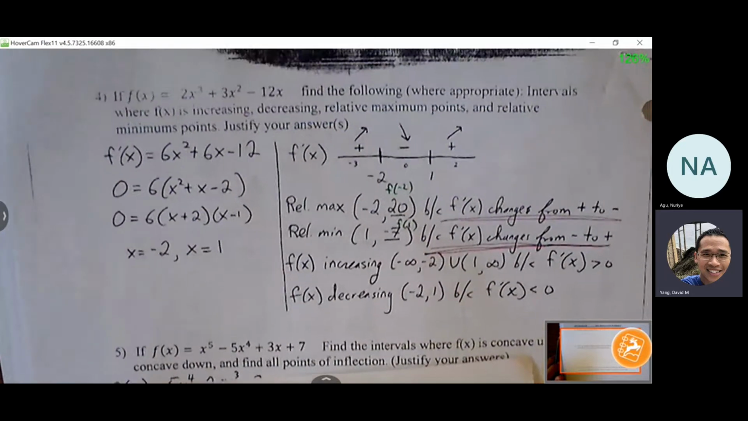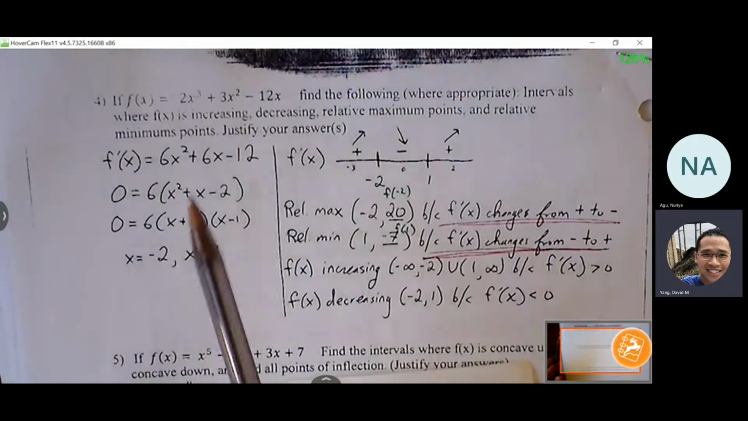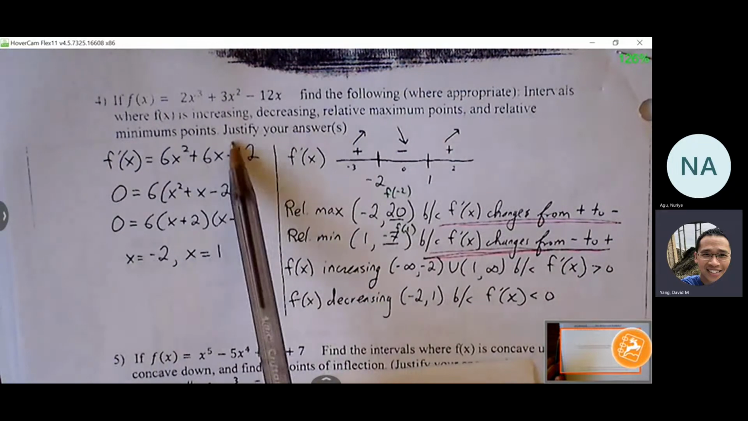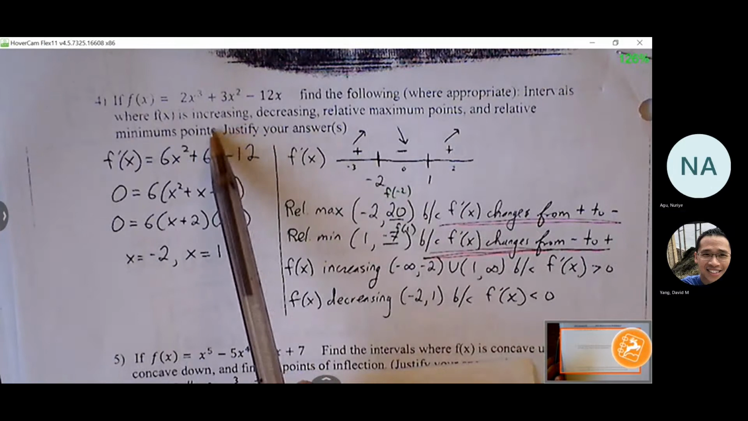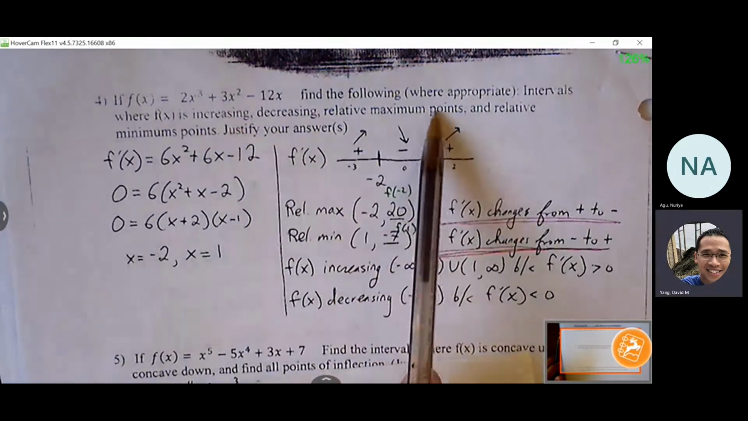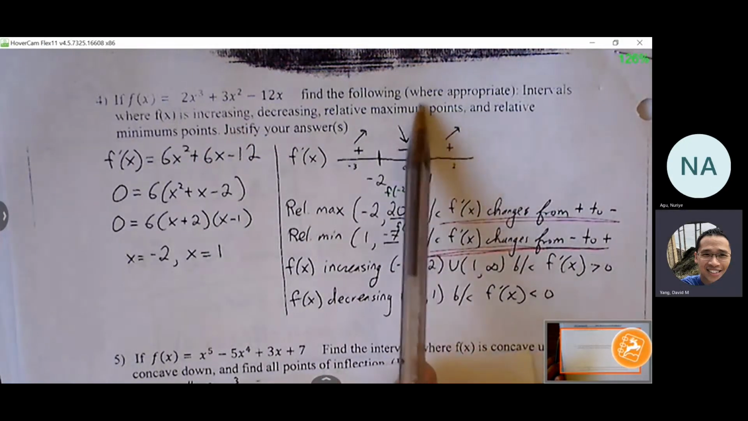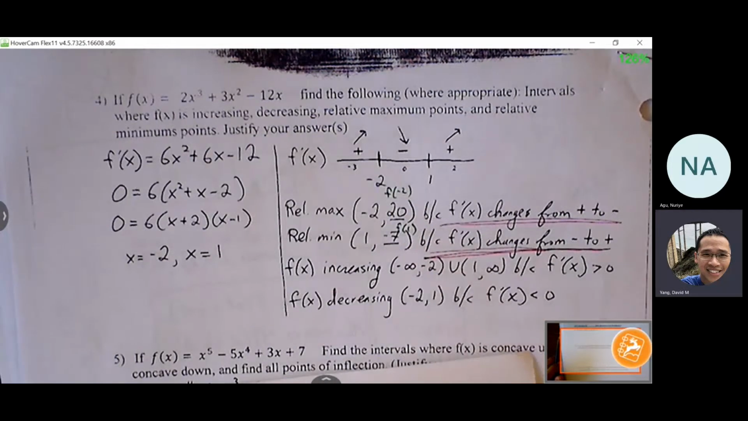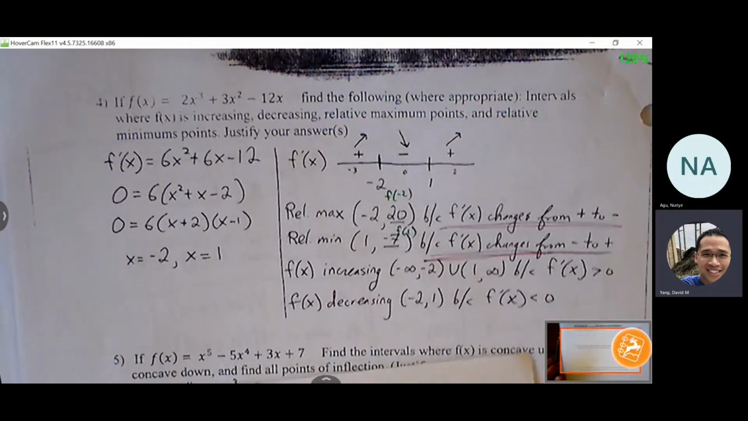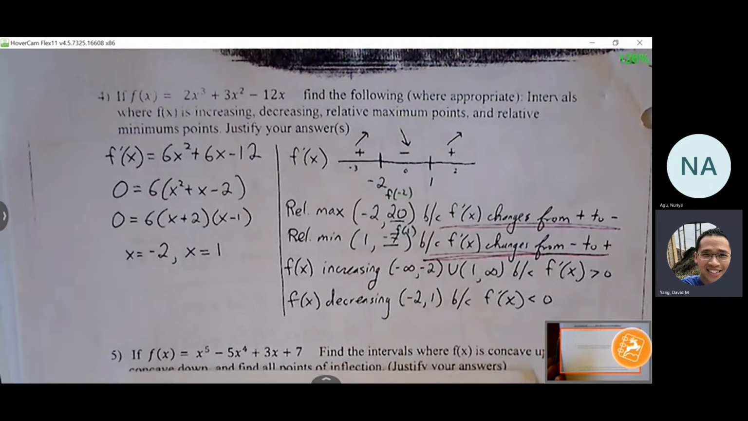So here, it's an interval, so not ordered pairs. So we put f negative. Yeah, that's fine. For points, I'll accept f of negative 2 or f of 3. Oh, sorry, f of 1. Okay, any questions there with 4?